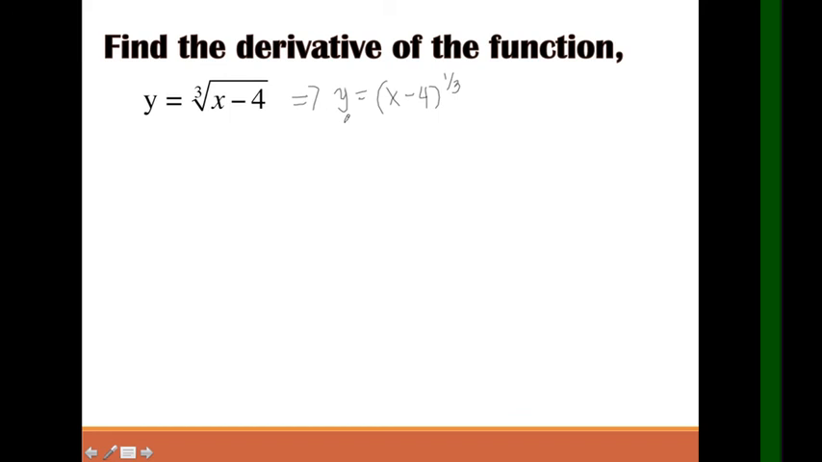Okay, so we can now find the derivative for this, no? First, the derivative of x minus 4 to the 1/3. Chain rule, meron tayong 1/3. Chain rule tayo. Okay, x minus 4.